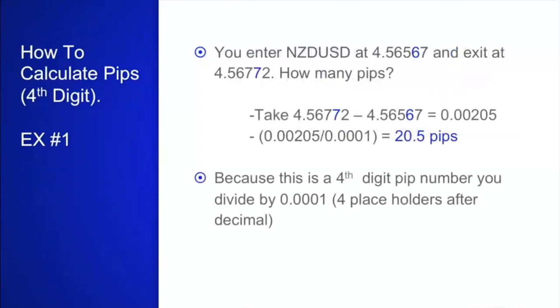Now, one way that you can find out how many pips there were in this situation is you take them, subtract them, and then you divide by 0.0001. That is going to equal 20.5 pips.